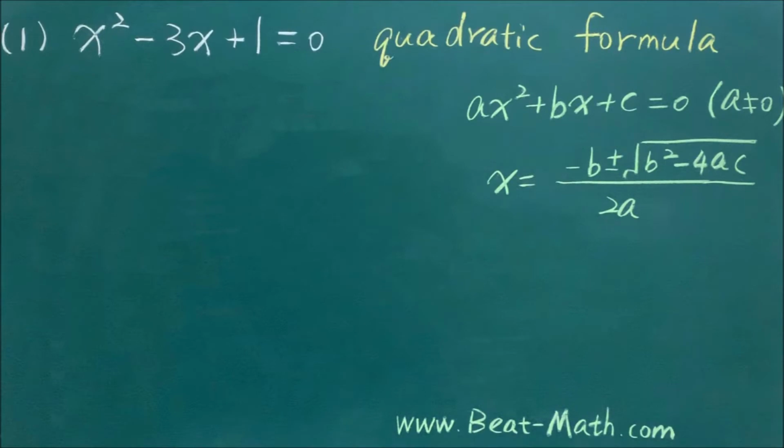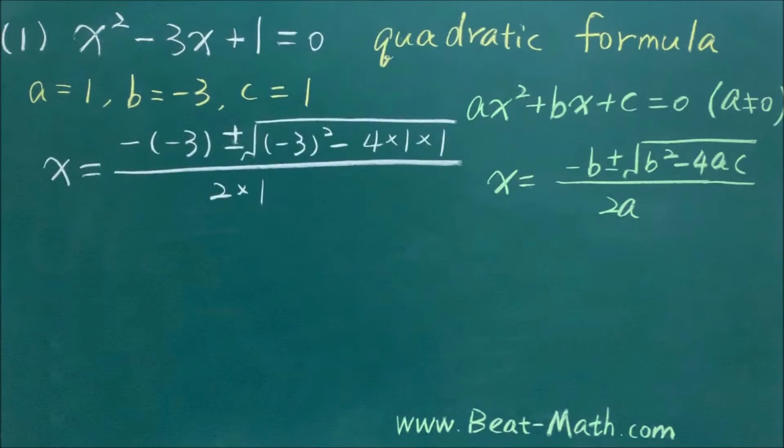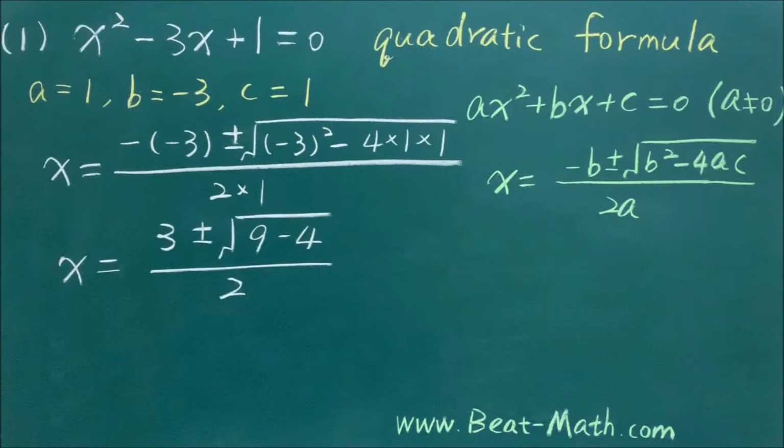x squared minus 3x plus 1 equals 0. Here, a equals 1, b equals negative 3, and c equals 1. So we can get the solution directly by plugging all the numbers in and getting x equals negative times negative 3 plus or minus the square root of negative 3 squared minus 4 times 1, divided by 2 times 1. The equation can be simplified as x equals 3 plus or minus the square root of 9 minus 4, divided by 2, equals 3 plus or minus the square root of 5, divided by 2.